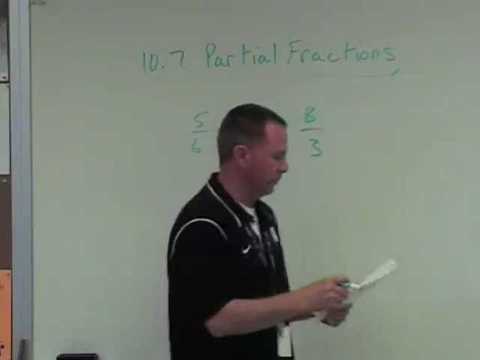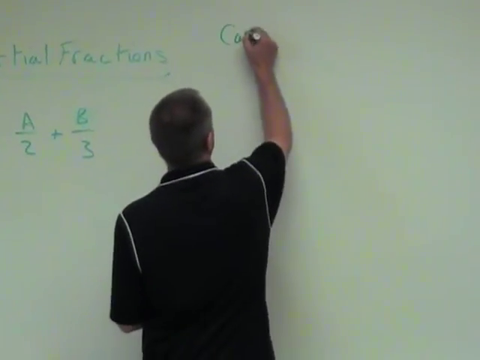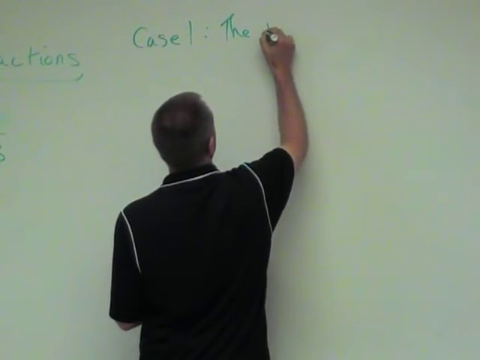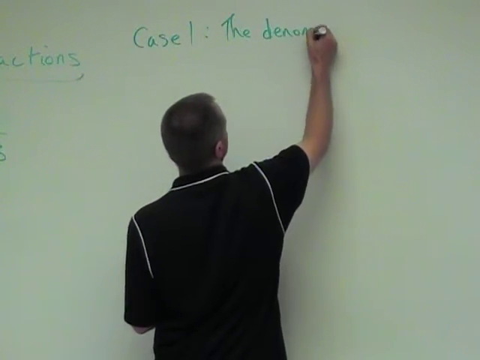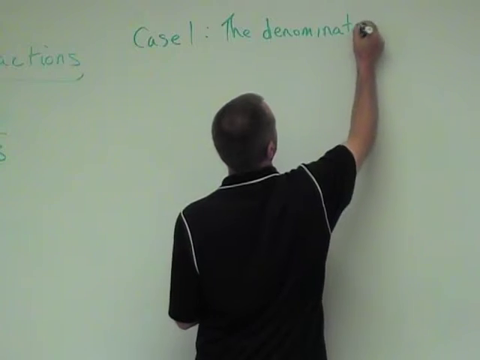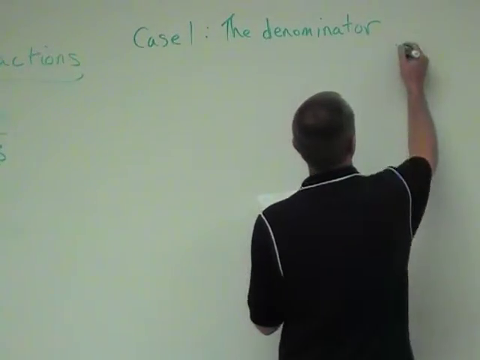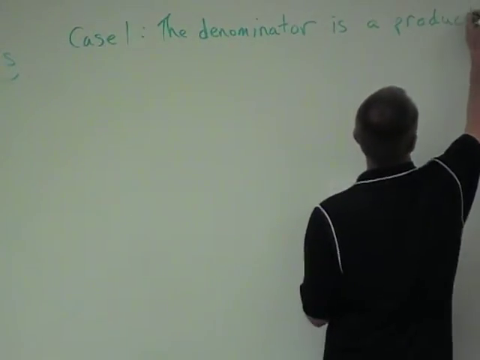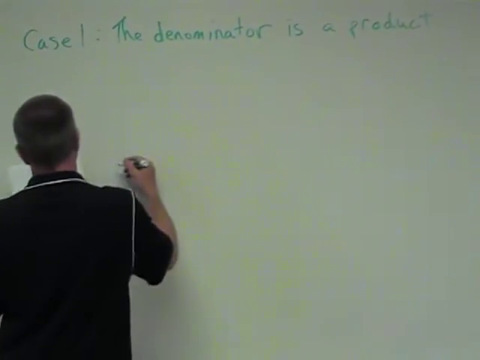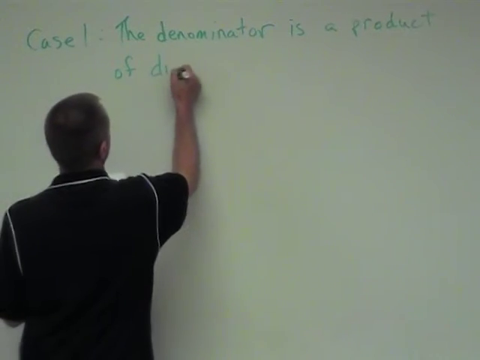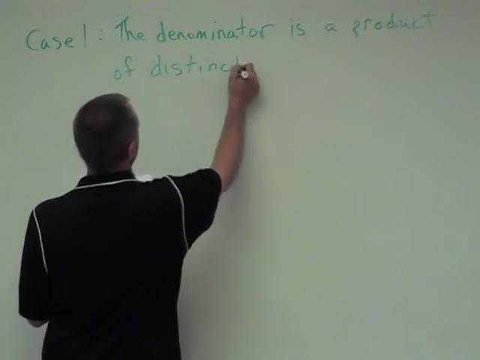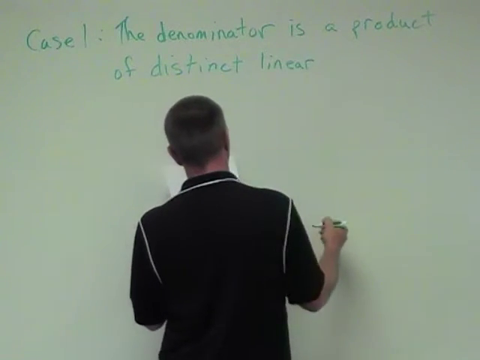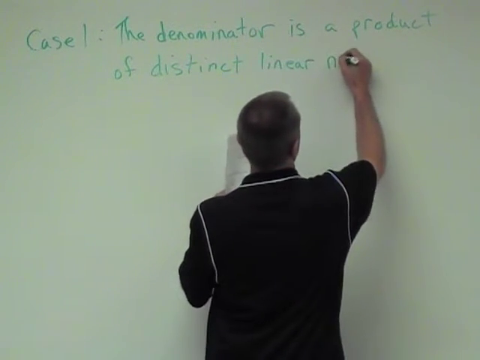Let's talk about what it is we're really going to look at here. So this is called case 1, where the denominator, and this is how you can tell which case you're in, the denominator is a product of distinct linear factors. Linear, non-repeating factors.